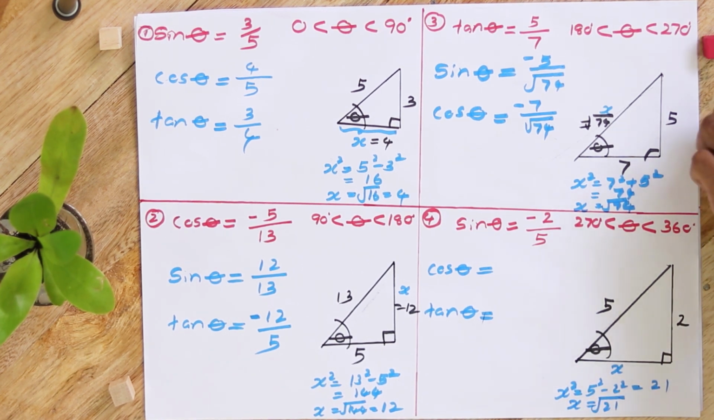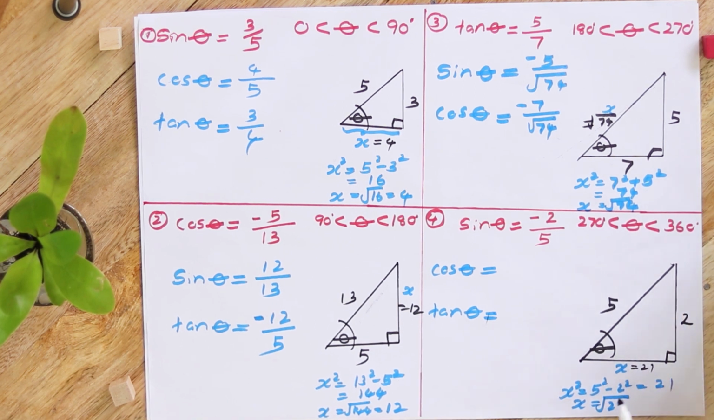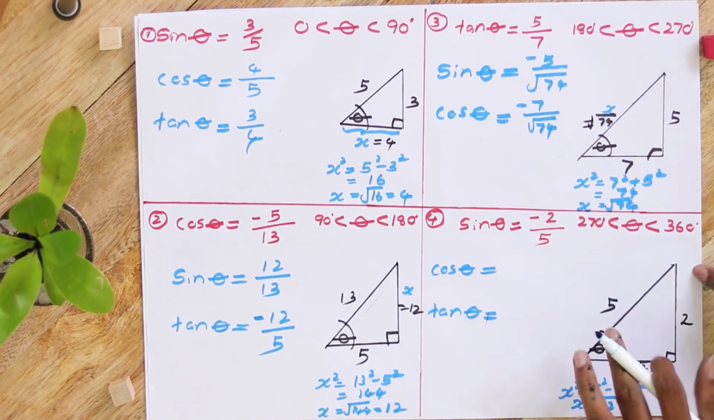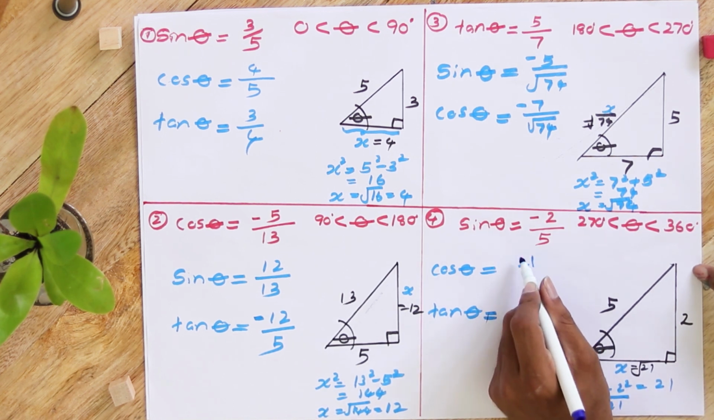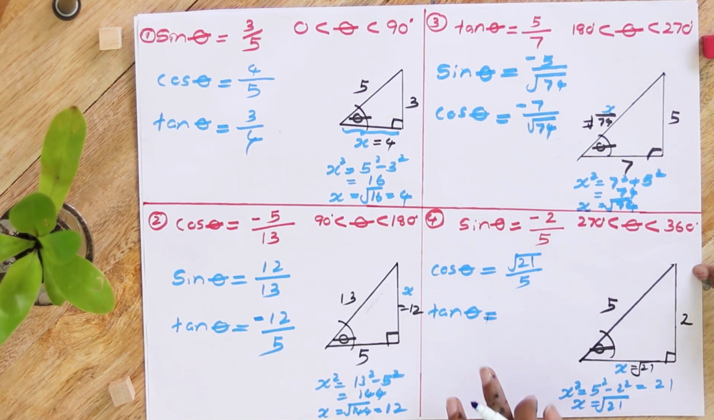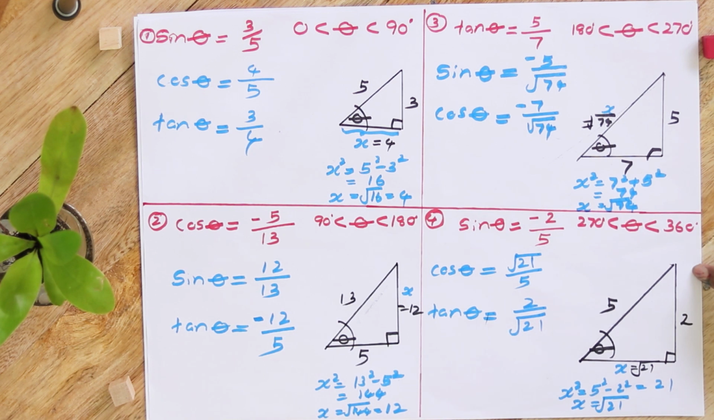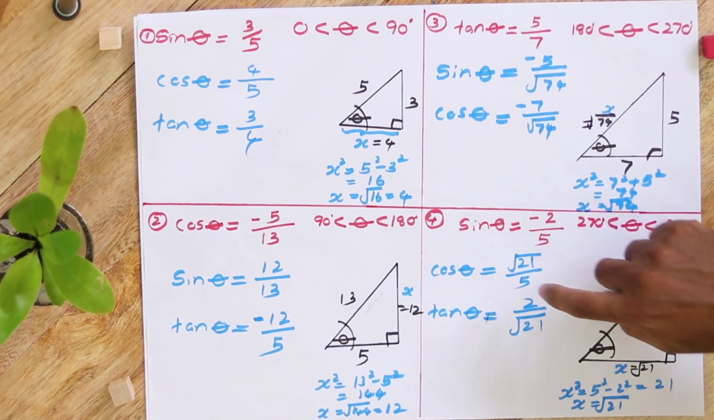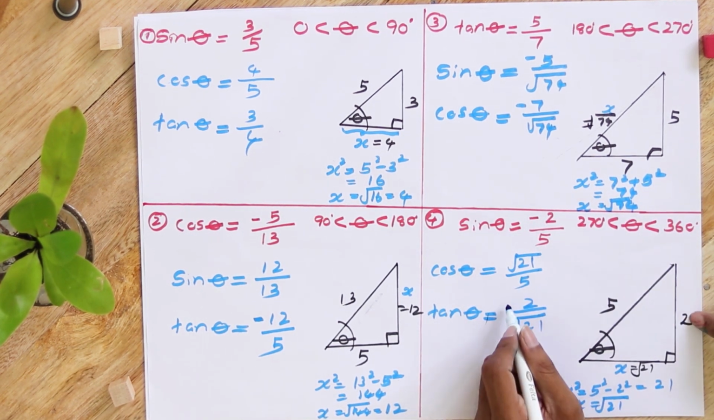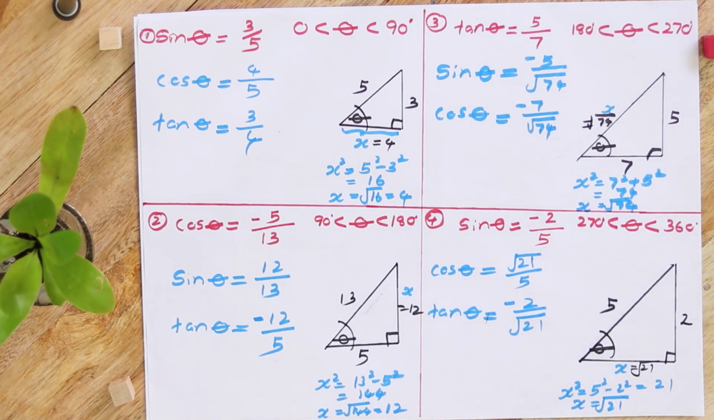So x equals root 21. Now cos theta is adjacent side over hypotenuse, which is root 21 over 5, and tan theta is opposite over adjacent, which is 2 over root 21. But this is the fourth quadrant, only cos can be positive, so tan has to be negative. So this is it. It's so simple.